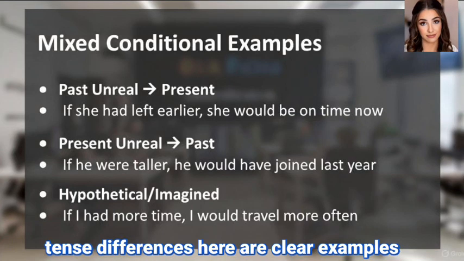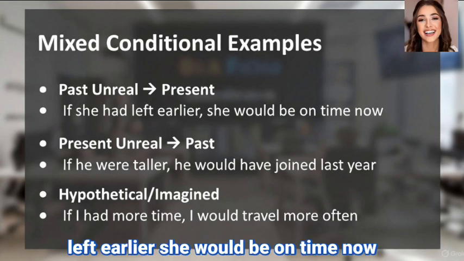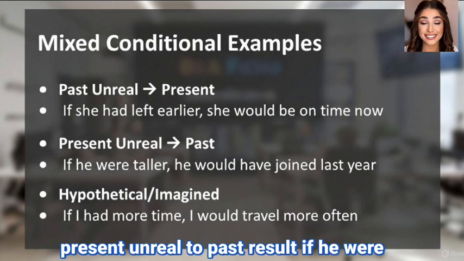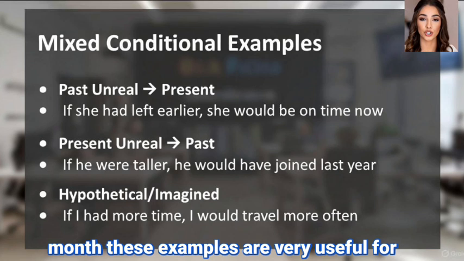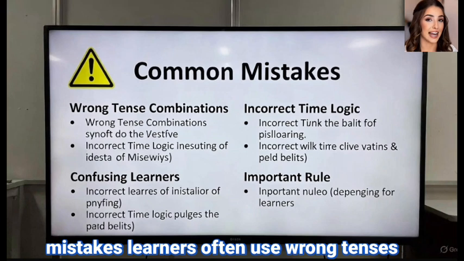Here are clear examples. Past unreal to present result. If she had left earlier, she would be on time now. Present unreal to past result. If he were rich, he would have bought that car last month. These examples are very useful for speaking and writing naturally. Common mistakes.